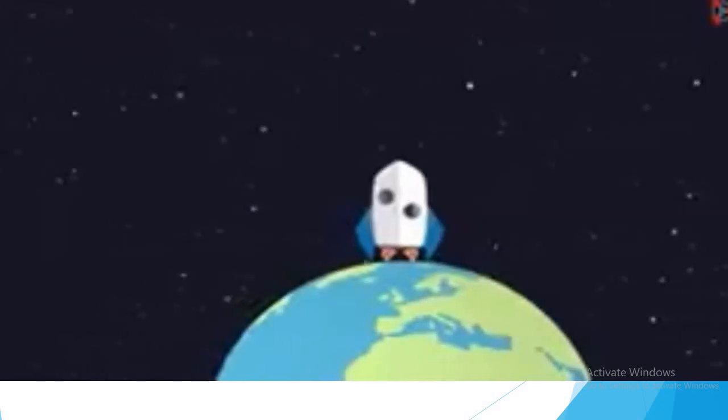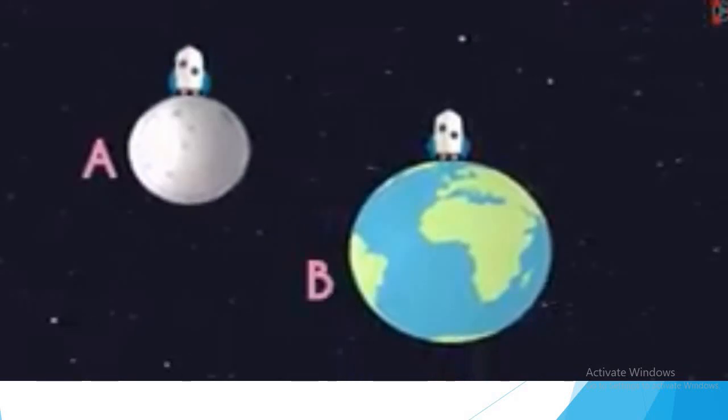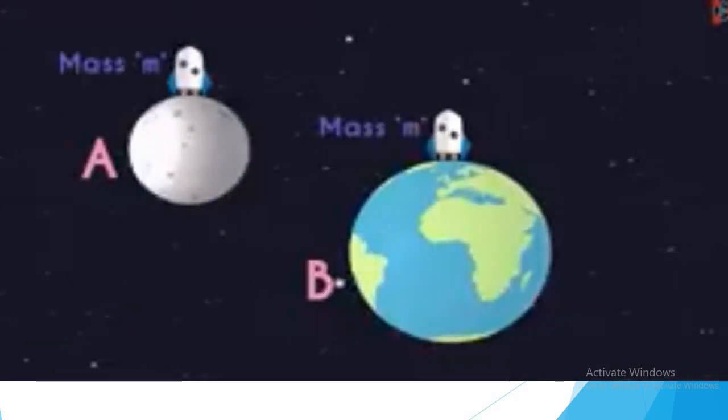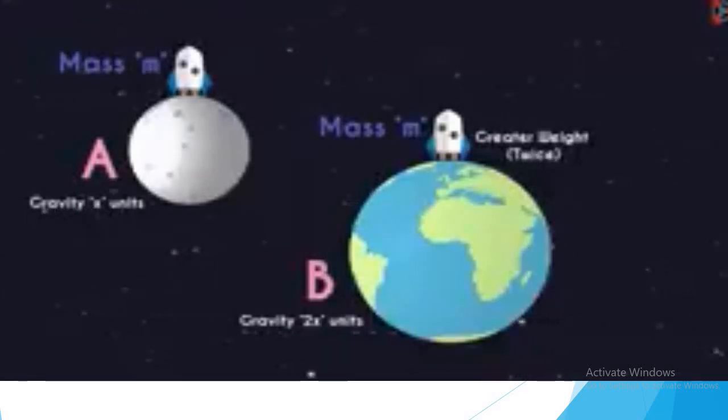Let's understand this using a simple example. Say there are two places, place A and place B, and there's an object of mass m. In place A, the pull of gravity is x units, and in place B, the pull of gravity is 2x units. Clearly, the pull of gravity is stronger at place B. Now understand this well. The mass of the object will be m at both the places, but the weight of the object will be greater at place B because the pull of gravity is stronger. As the gravity is twice as big, the weight of the object will be twice as much at place B as compared to place A.